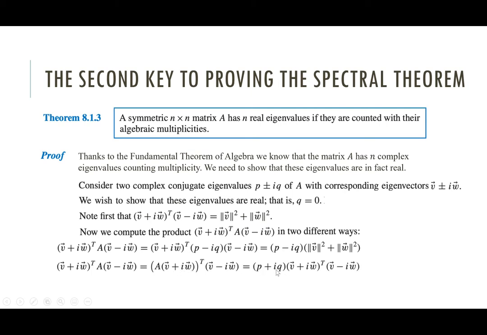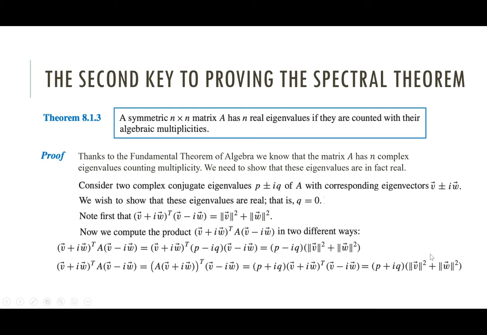Oh, I got it right that time. I said eigenvector, not eigenvalue. And its corresponding eigenvalue is P plus iQ. And then once again, we have V plus iW transpose times V minus iW, which is just the length of V squared plus the length of W squared.